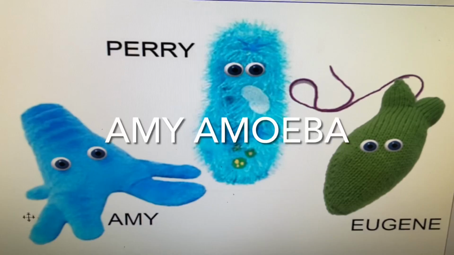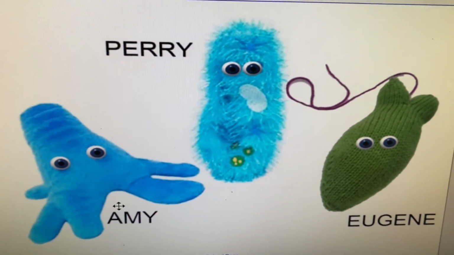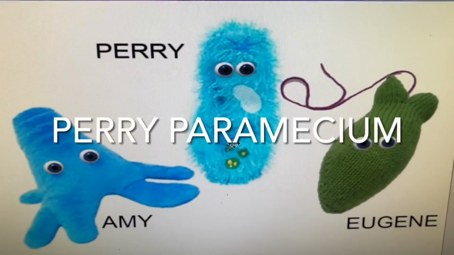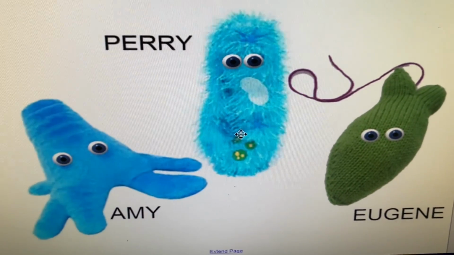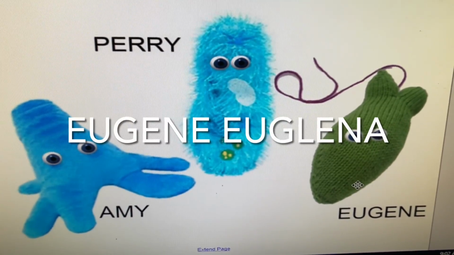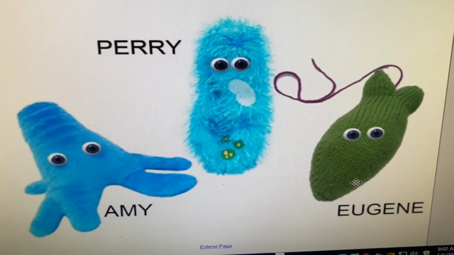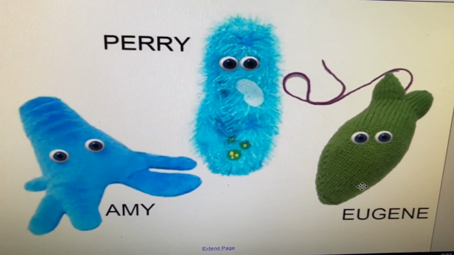Their names are Amy the amoeba. Let's hear it for Amy Amoeba. And then, of course, the wonderful Perry the Paramecium. Let's hear it for Perry the Paramecium. And we would be remiss if we didn't mention Eugene the Euglena. Let's hear it for Eugene. Let's get to meet our Hall of Fame members a little bit more up close today.